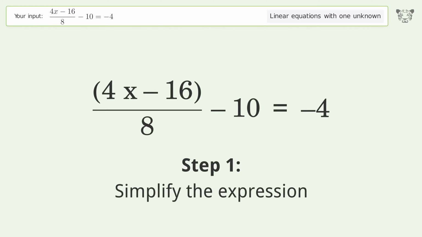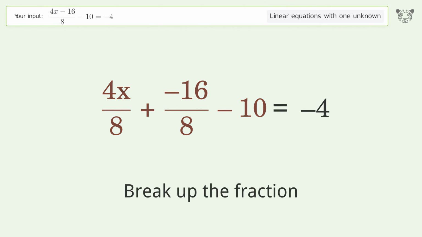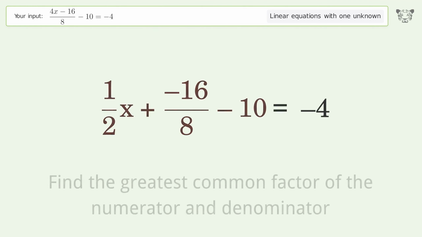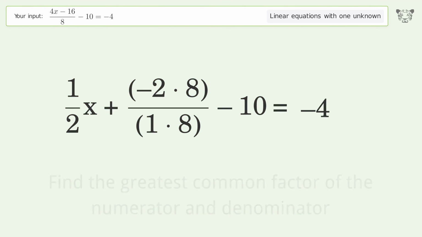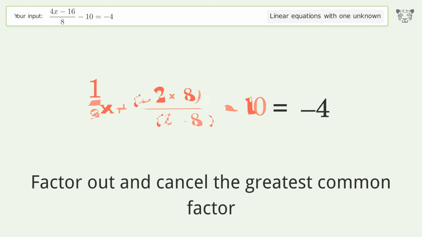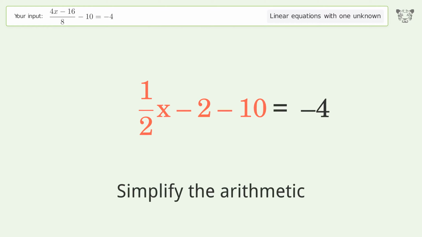Simplify the expression. Break up the fraction. Simplify the fraction. Find the greatest common factor of the numerator and denominator. Factor out and cancel the greatest common factor. Simplify the arithmetic.